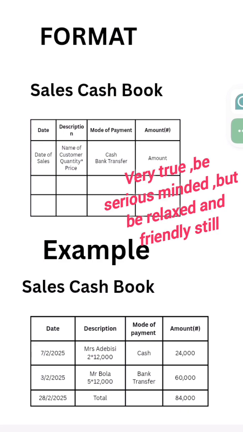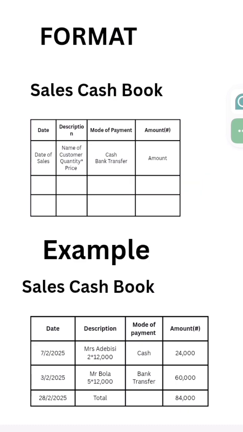So now, the format. You would require 4 columns. The first column will be the date. That is the date the transaction occurred. Are we together? Now the next column will be your description. You're describing what occurred. And that would include the name of the customer that purchased goods from you, the quantity that were purchased, and the price at which it was purchased. These are important things you must record.